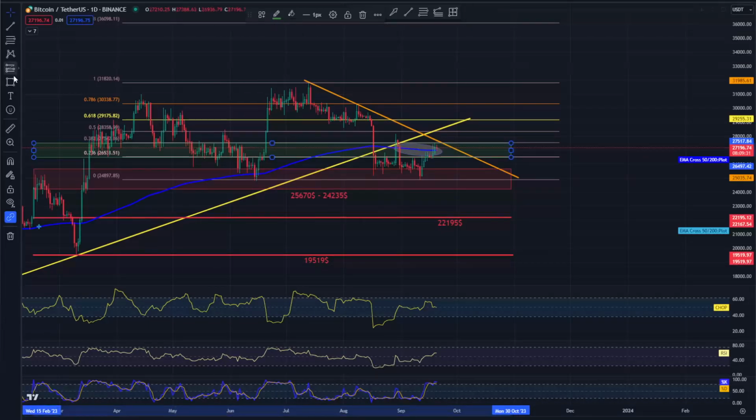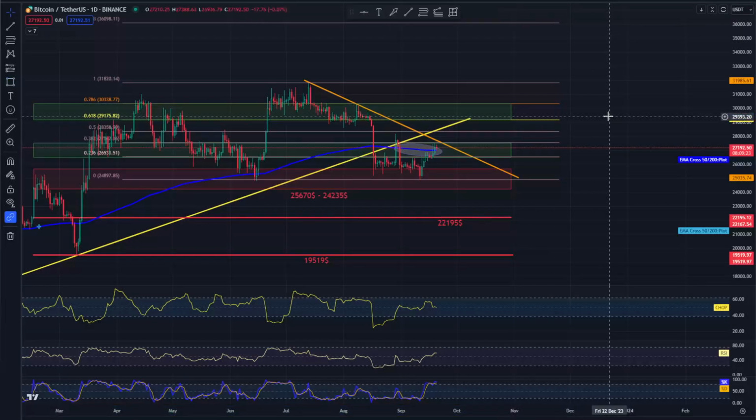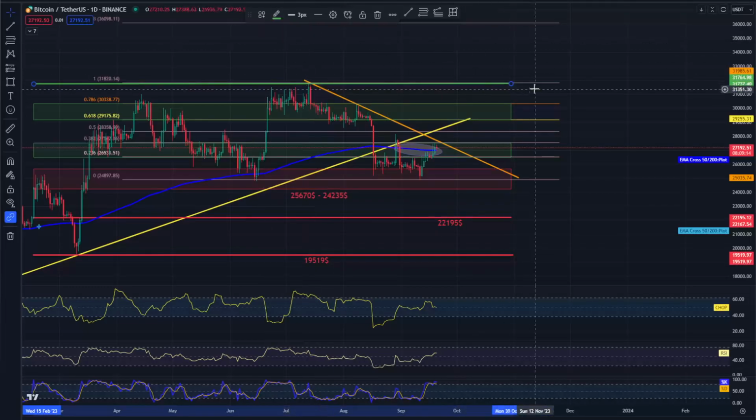When it is overcome, we have a second strong zone from $29,172 to $30,330. When we manage to overcome these two zones, we will go towards the resistance at $31,764.